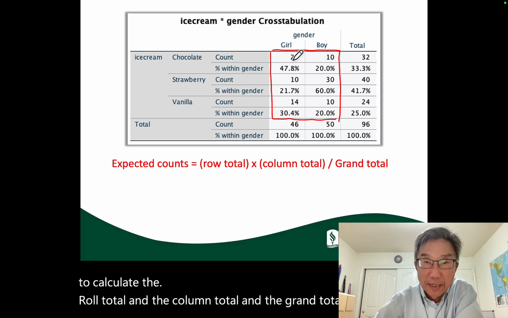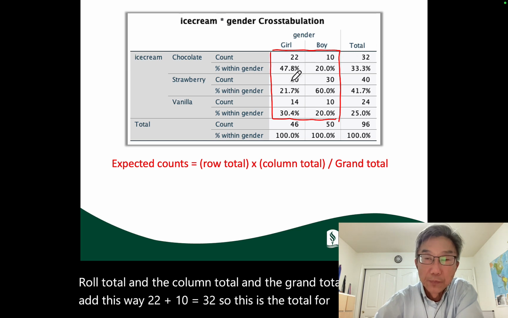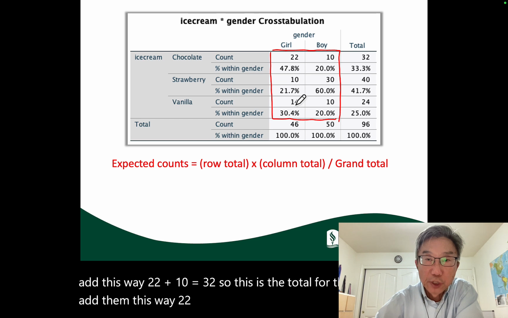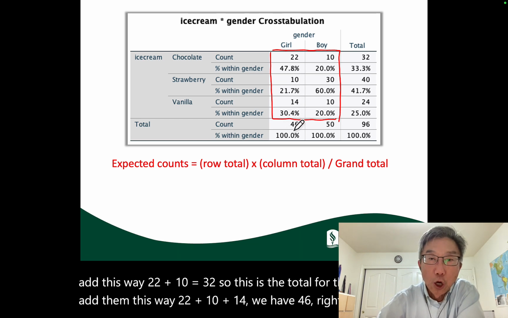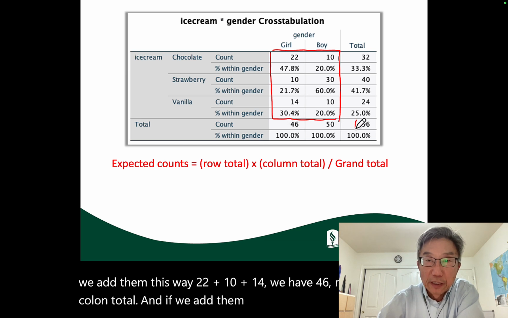Okay, so if we add this way, 22 plus 10 equals 32. So this is the total for the row. And if we add them this way, 22 plus 10 plus 14, we have 46. Right? So this is the column total. And if we add them together, this 96 is the grand total.